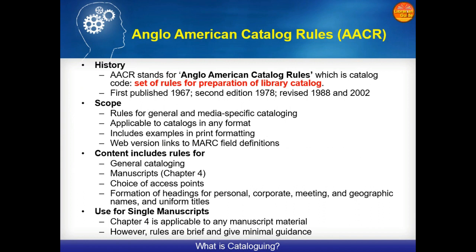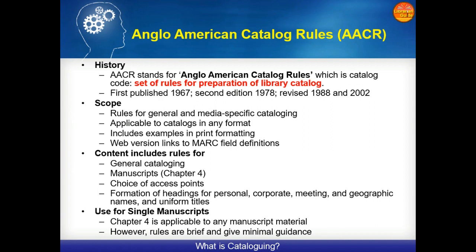And now we are going to talk about the code, Anglo-American Cataloguing Rules. We know it as AACR, which follows the ISBD rules. If you look into the history, it was first published in 1967, then the second edition was published in 1978, followed by revised editions in 1988 and 2002 and so on. Anglo-American Cataloging Rules, or AACR2, is a set of rules for preparation of a library catalog. To prepare any catalog, most of the libraries follow this rule.